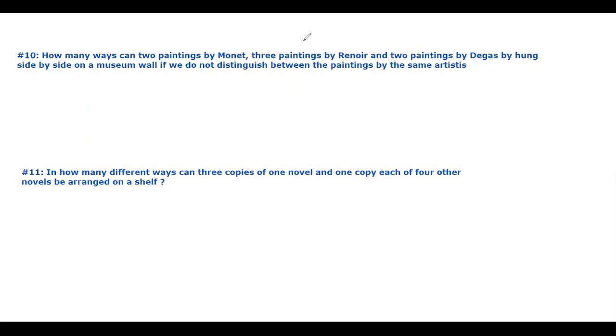So now let's take a look at our problems here. This problem says, how many ways can 2 paintings by Monet, 3 by Renoir, and 2 by Degas hang side by side on a museum wall if we do not distinguish between the paintings by the same artist? So we have 2 paintings by Monet, 3 paintings by Renoir, and 2 by Degas. In total, I have 7 paintings here.